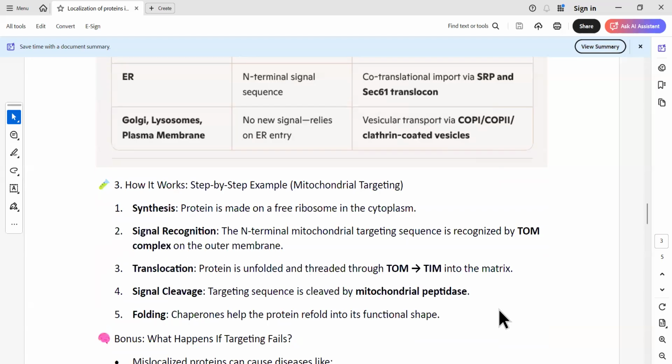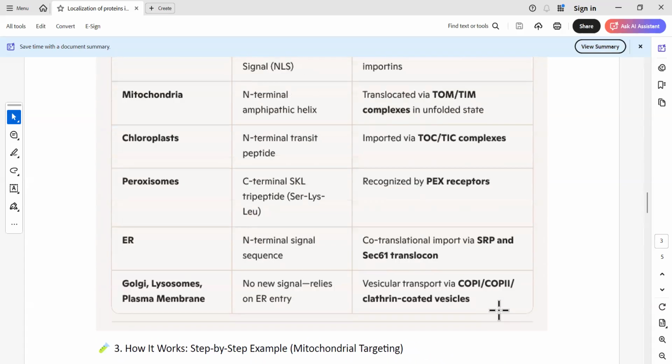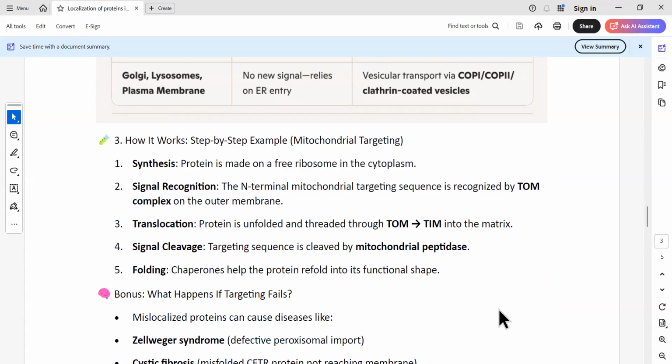Okay, so we have taken the example of an ER-based protein. Now let us see, if it is not ER-based, it directly goes to the mitochondria. For that, the protein is made in a free ribosome, and it has an N-terminal mitochondrial targeting sequence, as we could see here, that is an amphipathic helix, not the hydrophobic sequence that we see in case of ER proteins.